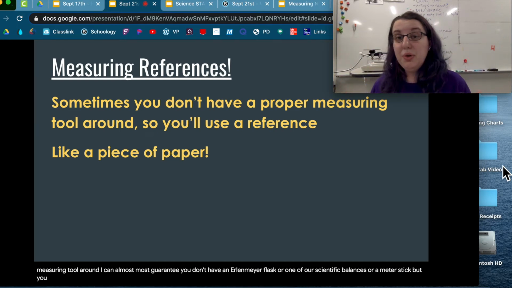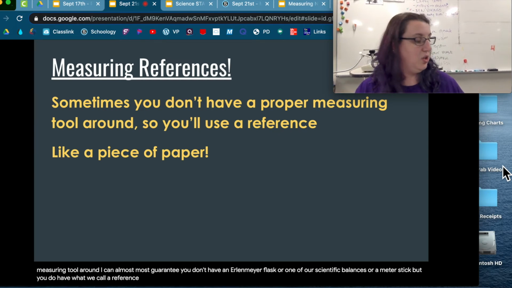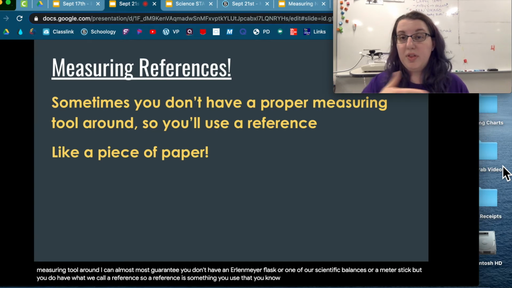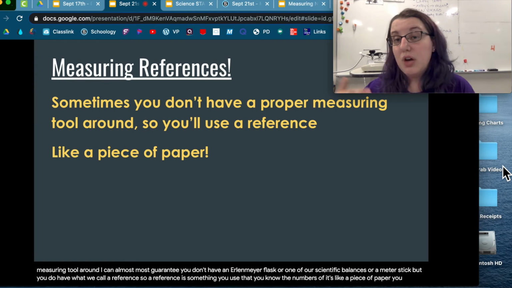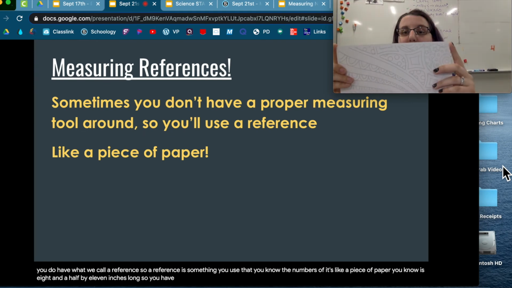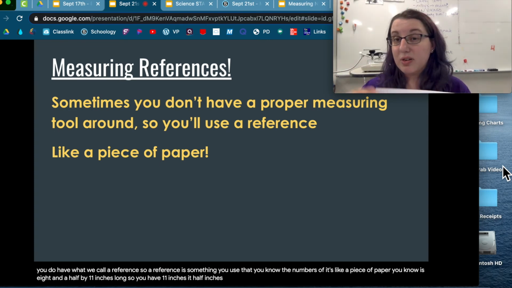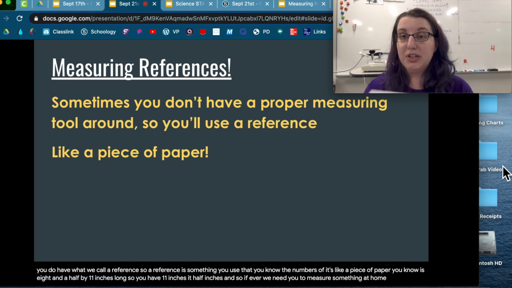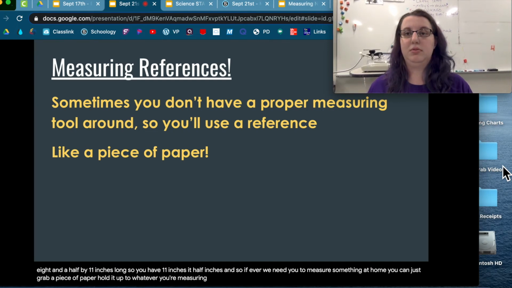But you do have what we call a reference. So a reference is something you use that you know the numbers of it. So like a piece of paper, you know is 8.5 by 11 inches long. So you have 11 inches, 8.5 inches. And so if ever we need you to measure something at home, you can just grab a piece of paper, hold it up to whatever you're measuring.